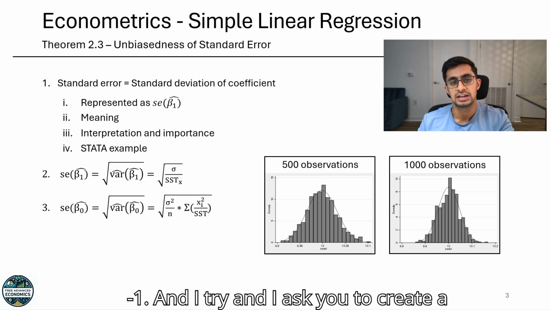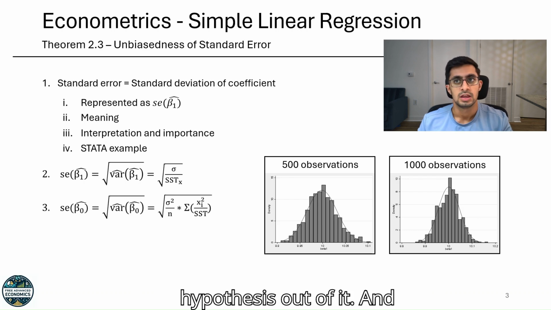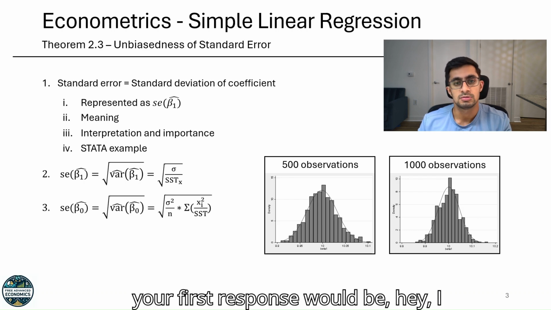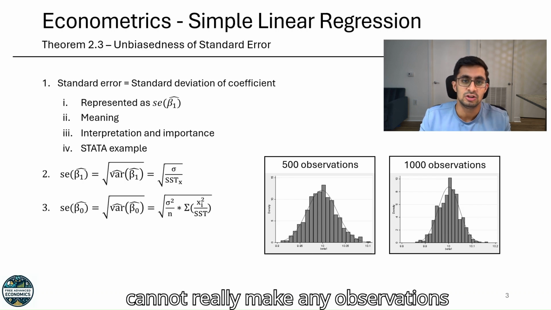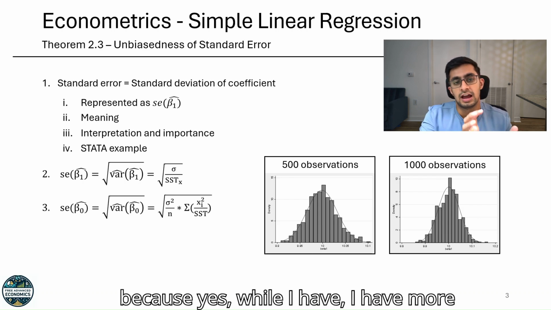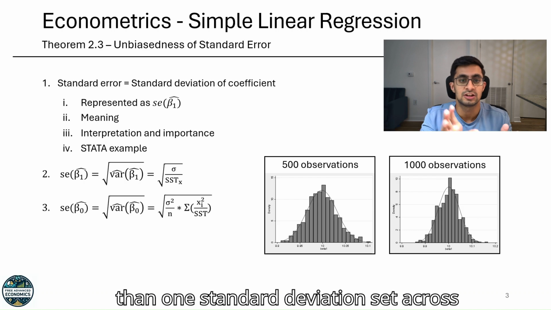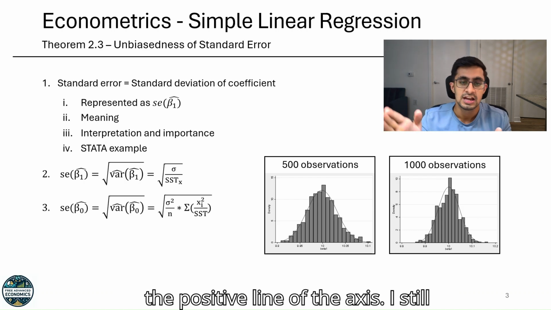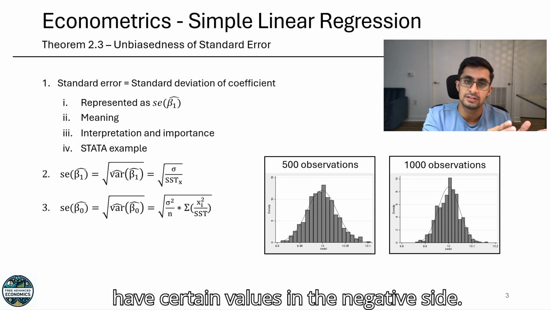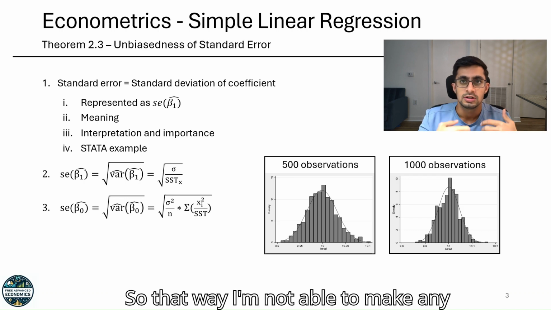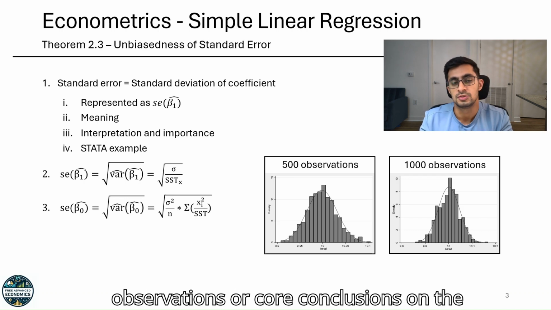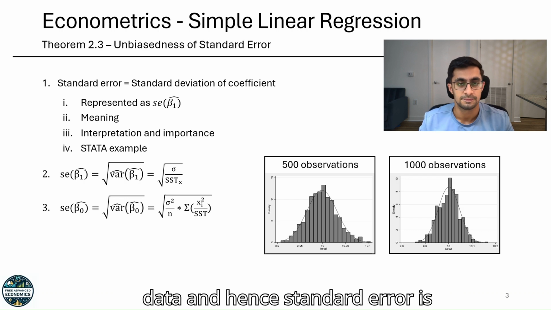And I ask you to create a hypothesis out of it. Your first response would be, "Stop, I cannot really make any observations, because while I have more than one standard deviation set across the positive side of the axis, I still have certain values on the negative side. So I'm not able to make any observations or core conclusions on the data." And hence, standard error is important.